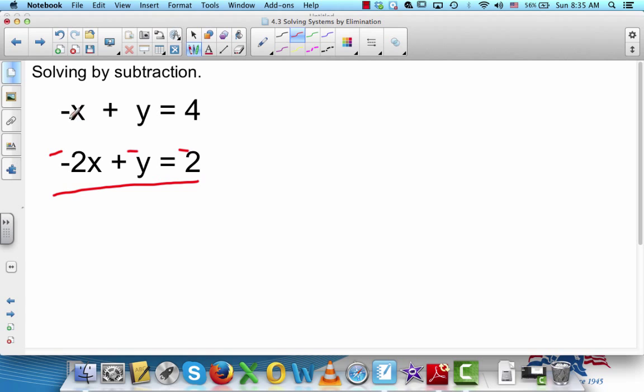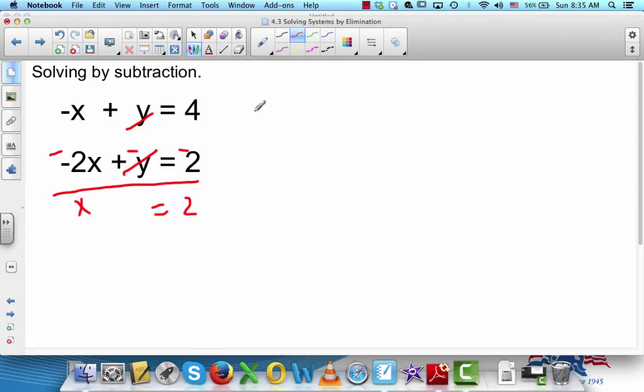So negative x minus a negative 2x. Well, the minus minus makes it positive, so negative x plus 2x gives us x. y minus y cancels each other out, and 4 minus 2 is 2. So x is equal to 2.